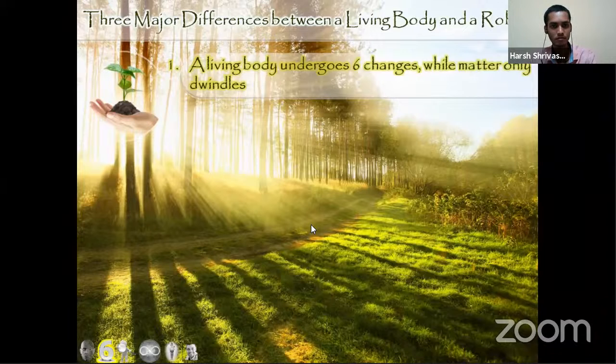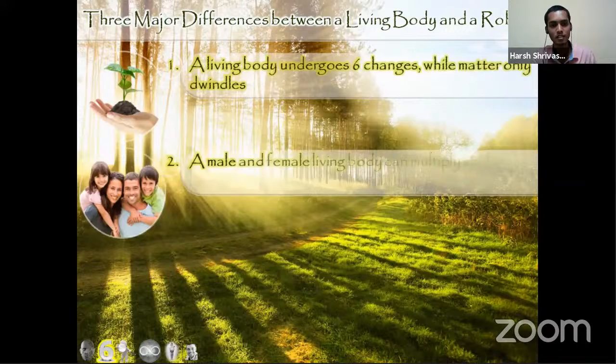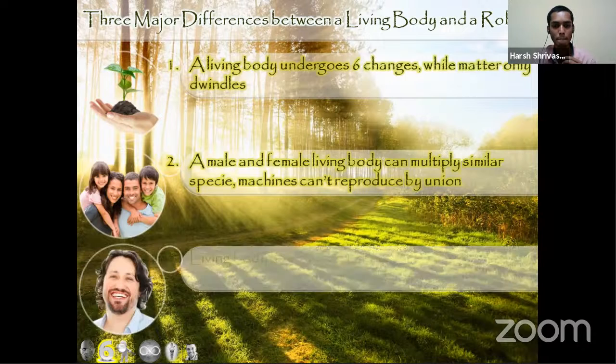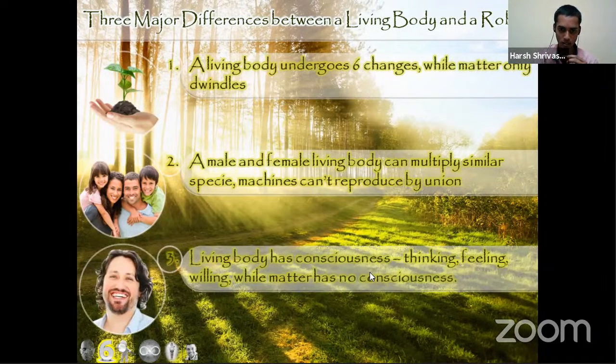Second, a male and female can multiply similar species. Machines can't reproduce by union. This we discussed. Third, a living body has consciousness, thinking, feeling, and willing, while matter has no consciousness.